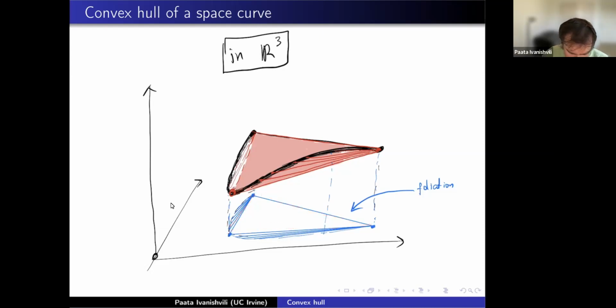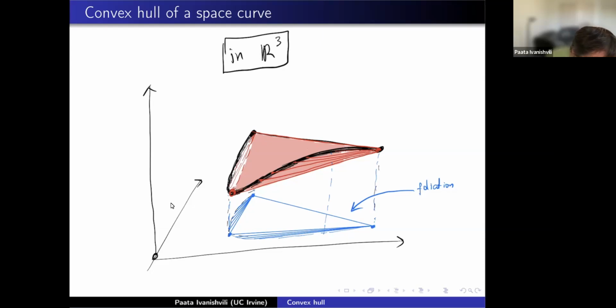And these chords that I draw, they will project into these, I think, blue lines that I draw here. So here is the projection of the curve. Here is this segment, it goes there. And then what you see in this picture in the projection, we call it foliation. Once you know the foliation in this projection, you can easily recover the lower boundary of the convex hull.